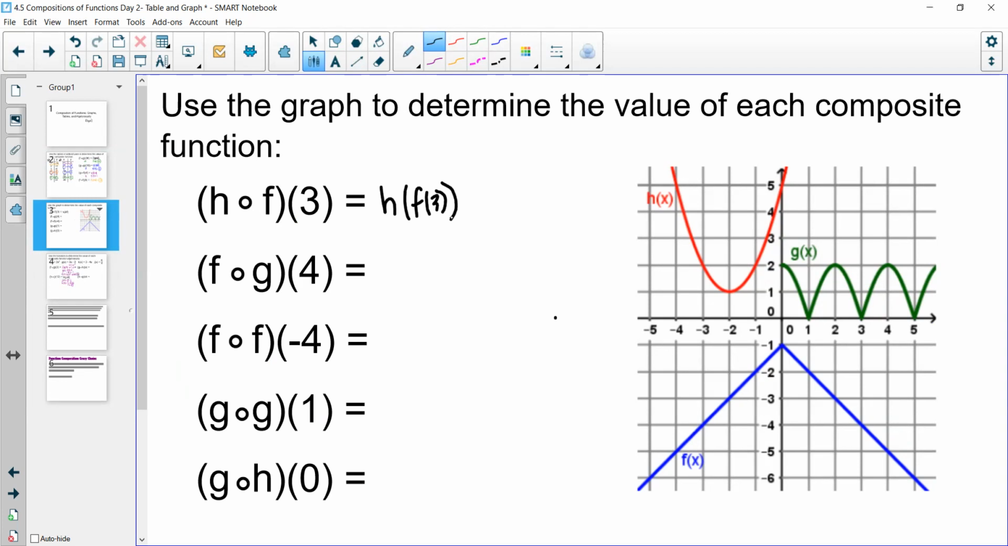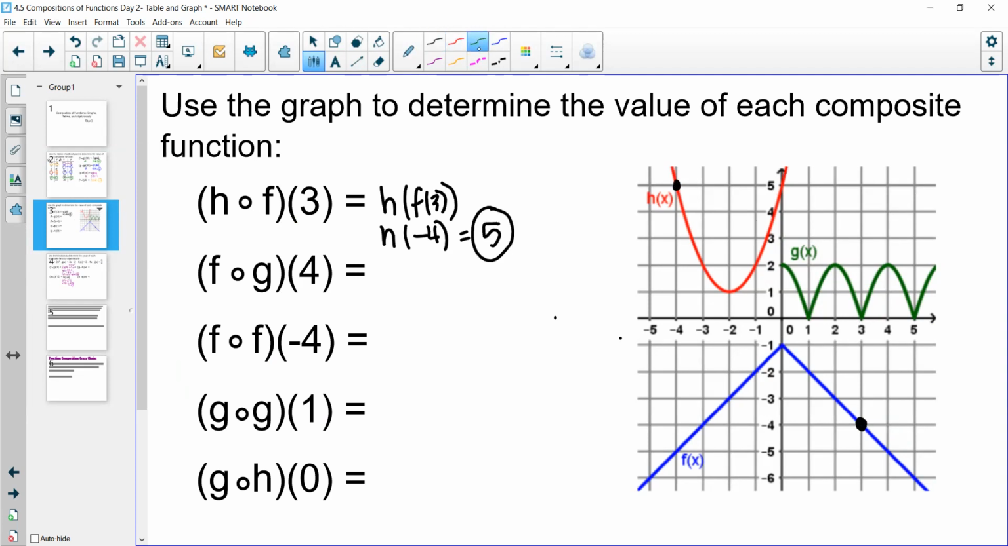So we're going to look at function f here, which is in blue. We're going to go to when x equals 3, and that gives us an output of negative 4. So then we want to do h of negative 4, which is function h. If I go to negative 4 here, it crosses right at this point, which equals 5.